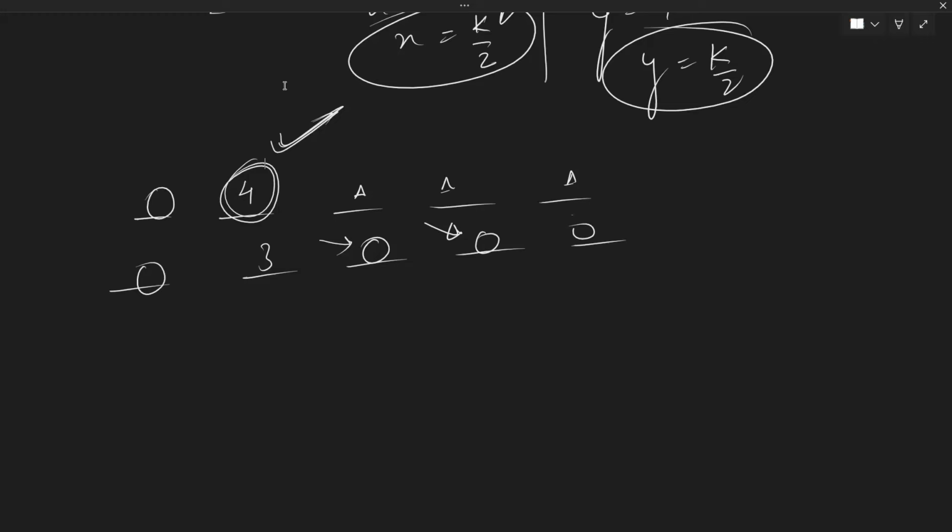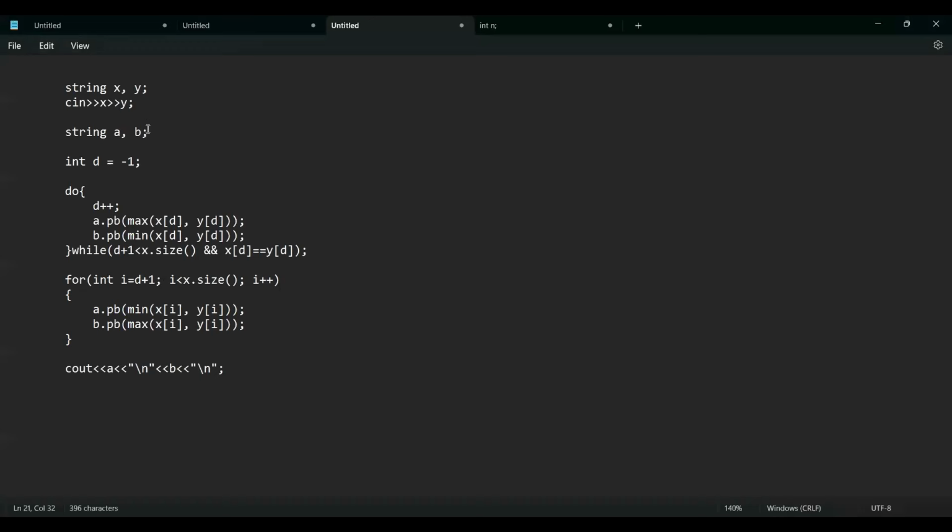So let's look at the implementation. So this is the implementation. In this, I have first taken the X and Y. It took two strings as input. These are my final strings.